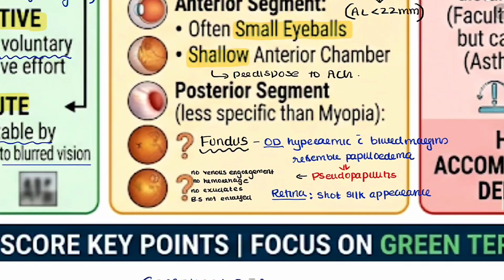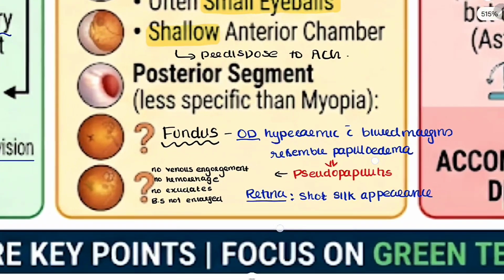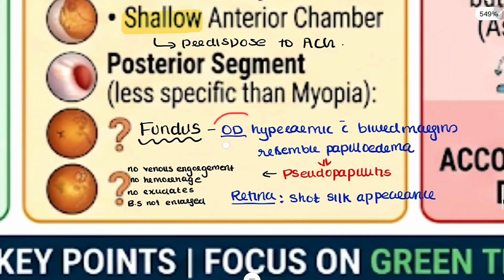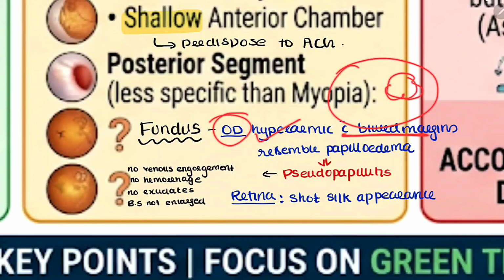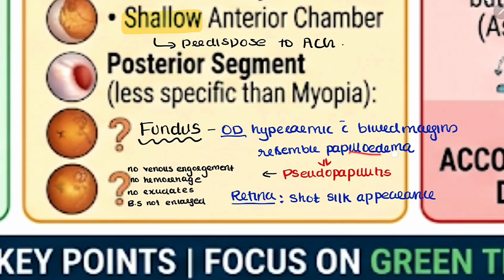Coming to the posterior segment, that is less specific. Here in the fundus, what we can see is the optic disc is hyperemic with blurred margin, and this will resemble papilledema. In retinal disorder, we will see papilledema. So hypermetropia also resembles papilledema, but it is pseudopapillitis. It is not a true papilledema. It is pseudopapillitis. That is, here there is only optic disc hyperemia and blurred margin.